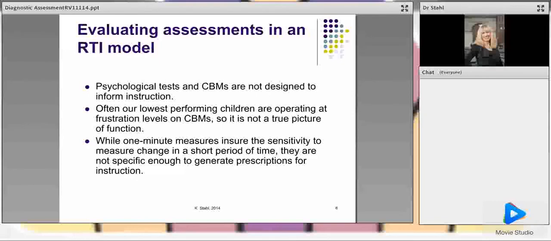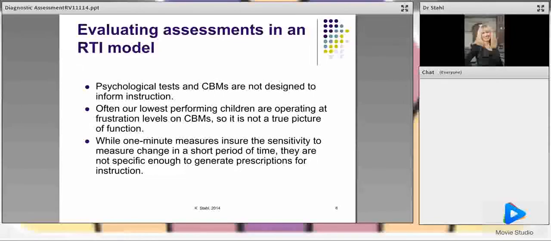So for example, on the oral reading fluency, children who are having difficulty and are in those red and yellow areas, if they're in second grade, they are typically not reading at a second grade level. So it's not really giving a true picture of their function.